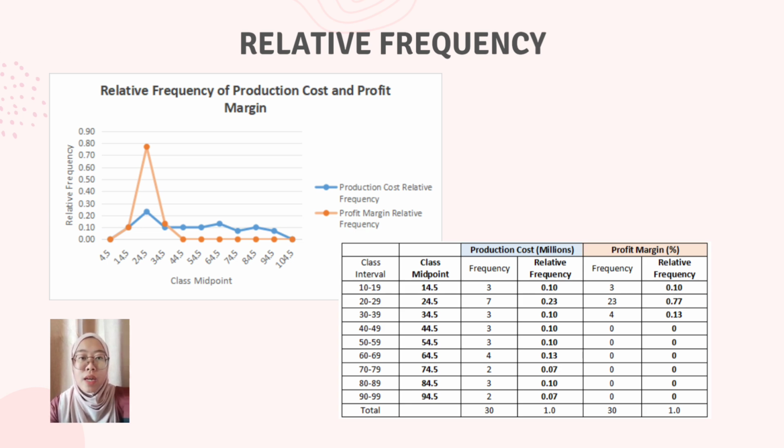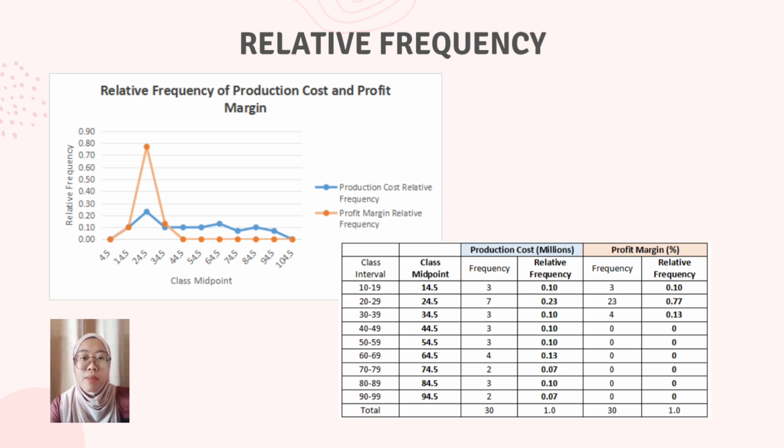The graph shows the highest production cost of companies is in the interval range 20 to 29 millions, which is 23% of relative frequency. And the profit margin is highest at the same midpoint as production cost, which is 24.5 with a relative frequency of 0.77 or 77%. So this means the majority of profits are concentrated in this range.